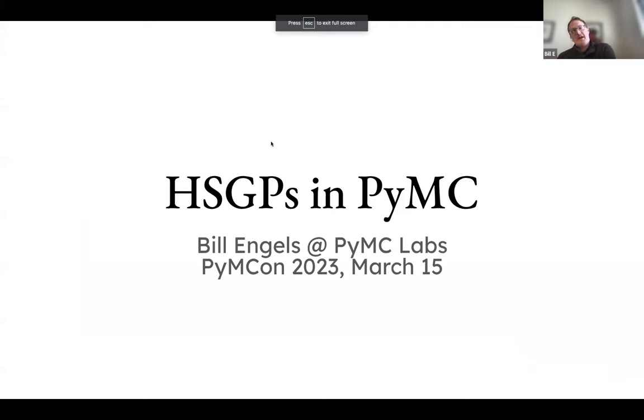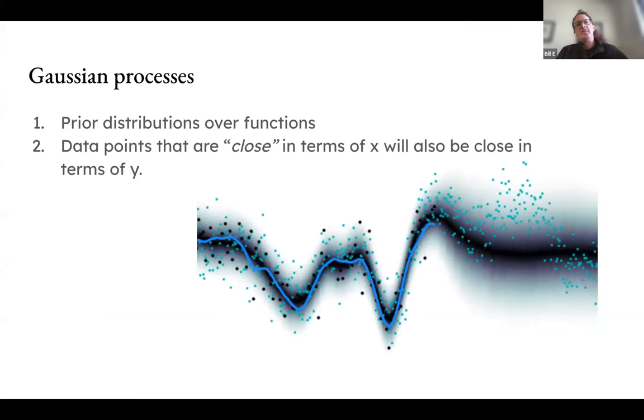My name is Bill. I'm at PyMC Labs, and today I'm going to be talking about Hilbert space Gaussian processes, mostly focusing on their implementation in PyMC, or HSGPs for short. I'm going to start by introducing, really briefly, what Gaussian processes are, where they've been useful, and how to use them within your model, which is currently difficult to do.